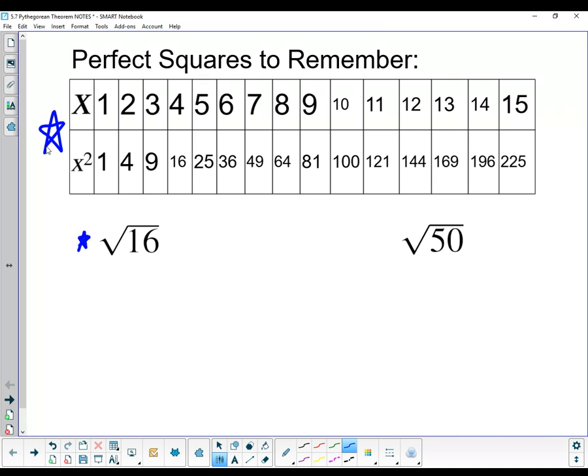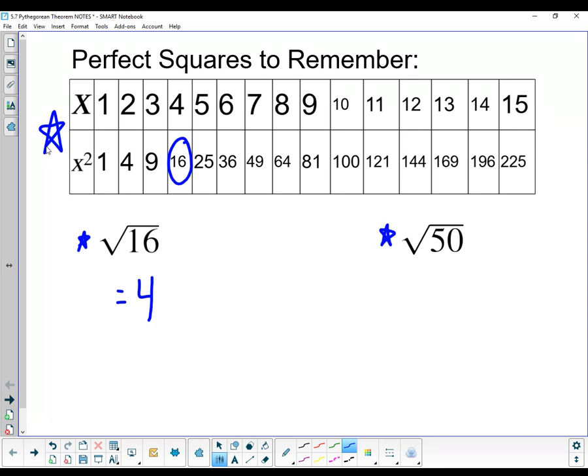I have the square root of 16. If I look in my table right here, I find 16, and so the square root of 16 is just 4. All right. Now let's look at our next example, which is a little bit more complicated.